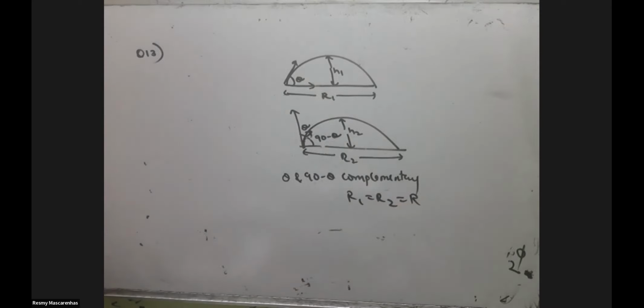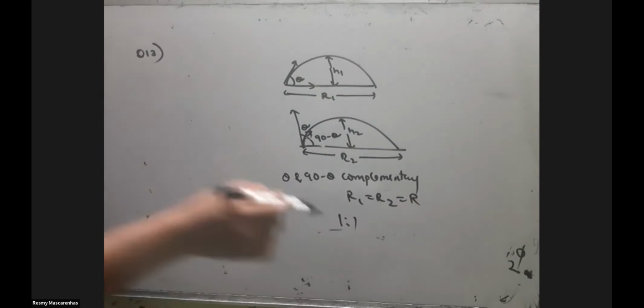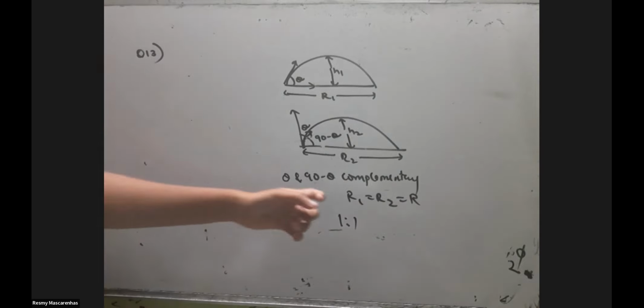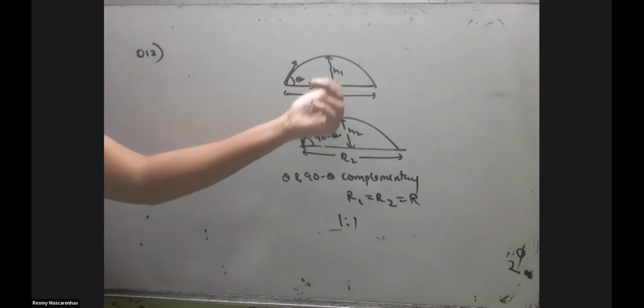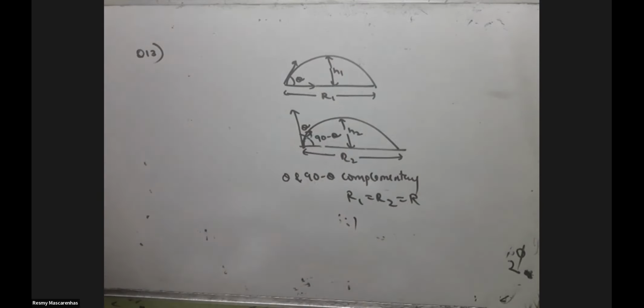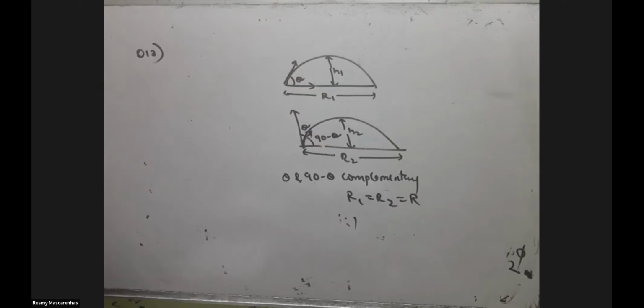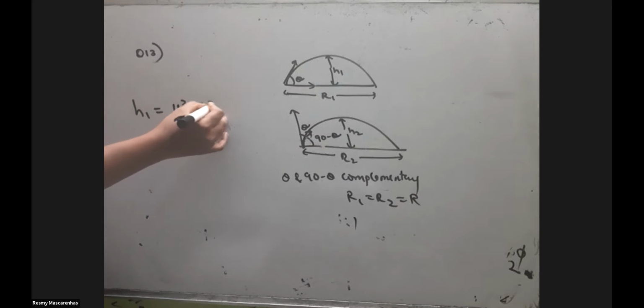If the ratio was asked, straight away it would be the same as the previous problem, 1:1. But now in terms of height, we have to know the formula. We have to represent the value of r in terms of their heights. We know their ranges are equal. So first we'll calculate the height for the first case, then the height for the second case. The height formula for projectile motion is u square sine square theta upon 2g. This is the height formula.